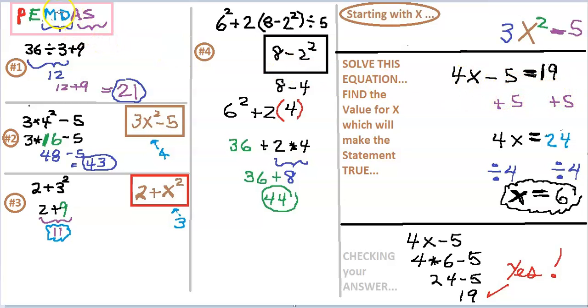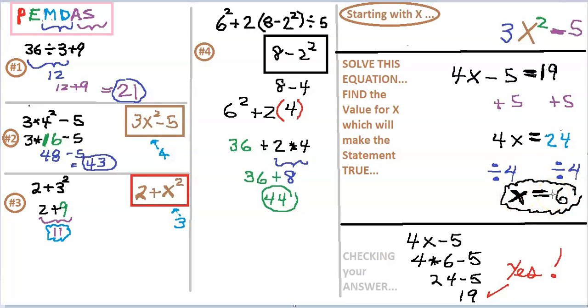Then we're going to move over here and do the multiplying and dividing next. So that would have been the next step in this process. So we're going to divide by 4. 4x divided by 4 gives me x. 24 divided by 4 is 6. So we now think that the answer is 6.